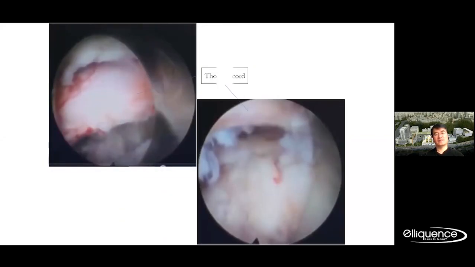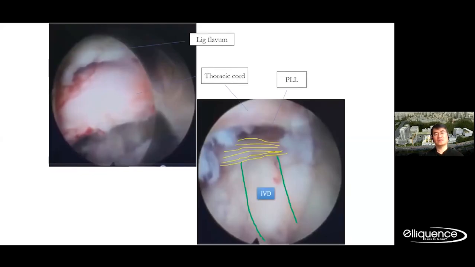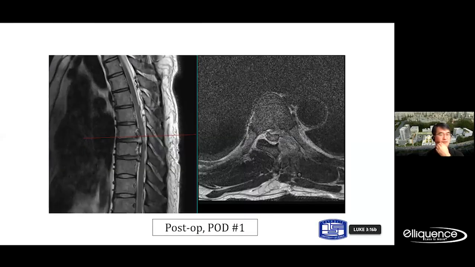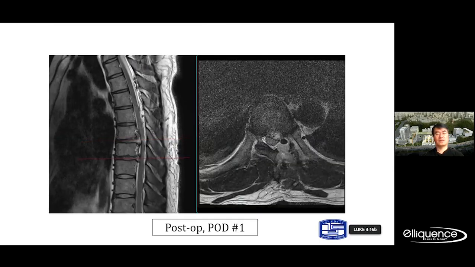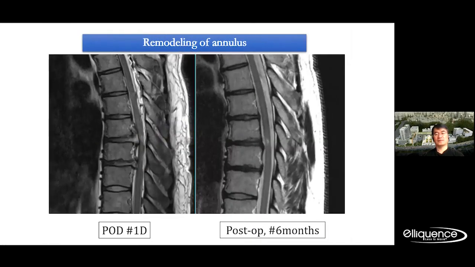This is step by step. Finally, once I remove the main part of the thoracic disc herniation, you can see the PLL, intervertebral nucleus, and the spinal cord on the dorsal side. At 11 o'clock, there's a lateral edge of the ligamentum flavum there. This is the post-op MRI immediately. It looks like a little bit of swollen spinal cord. Most of the disc herniation was taken out nicely. 6 months later, I followed up with the MRI.